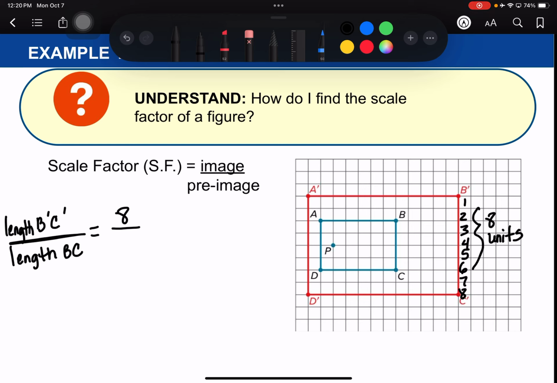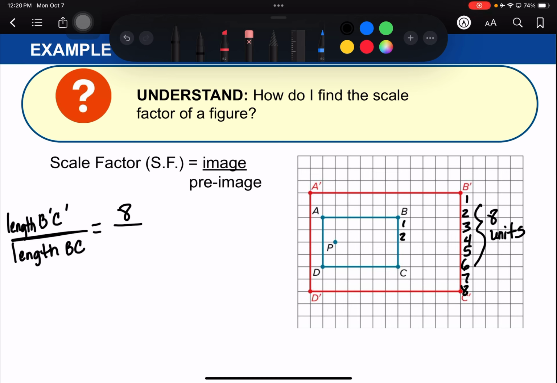So if I did B prime C prime, which other one do I have to find? A prime B prime? No. I'm comparing the image to the pre-image. BC, thank you, Jackson. What's the length of BC? 4. 1, 2, 3, 4. 4 units. So 8 divided by 4 is what? 2. So the scale factor equals 2.